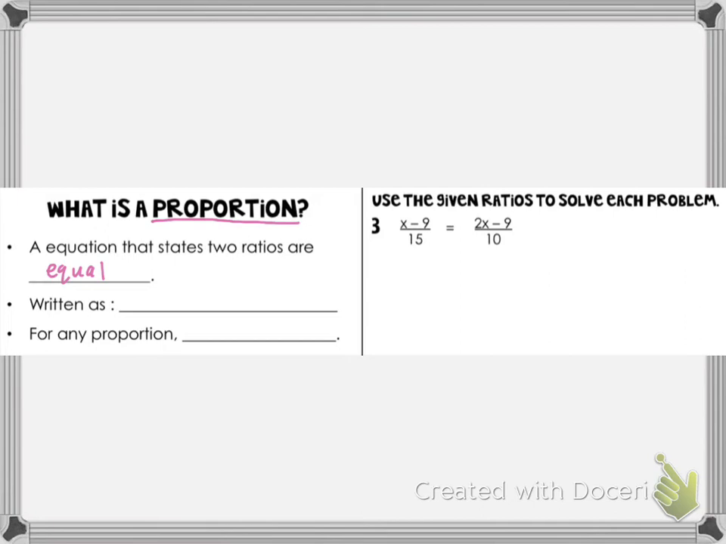So it's written as, let's just say we had a fraction A over B equals C over D. And for any proportion, if we want to solve proportions, we just need to cross multiply. So write down cross multiply to solve.